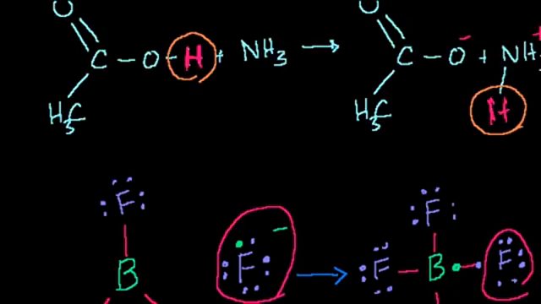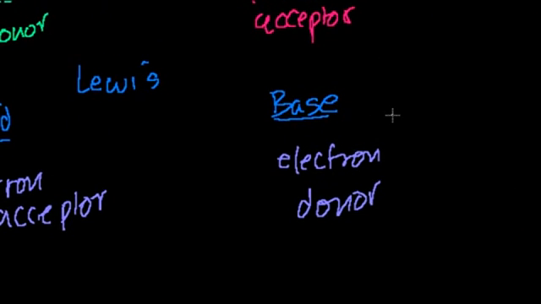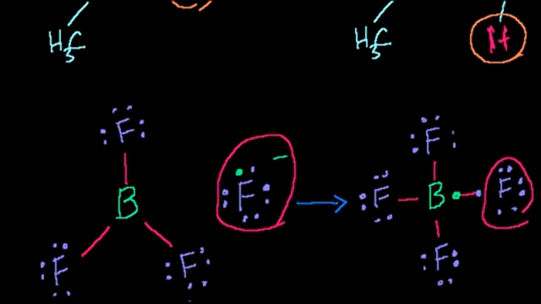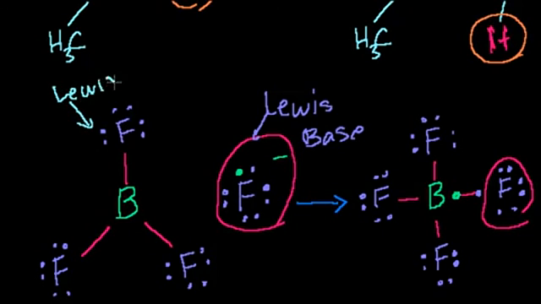And if it's the electron donor, what is it? The fluoride is a base. So this is the Lewis base. And then the electron acceptor is a Lewis acid. So this right here is the Lewis acid. It's good to know that these definitions exist, especially so you don't get confused in the future.